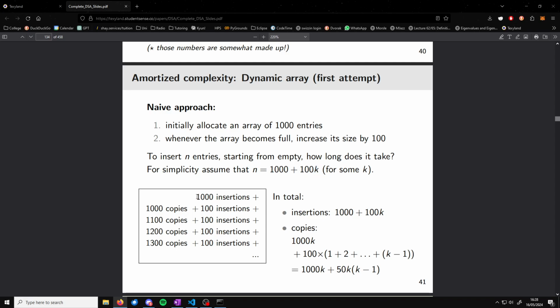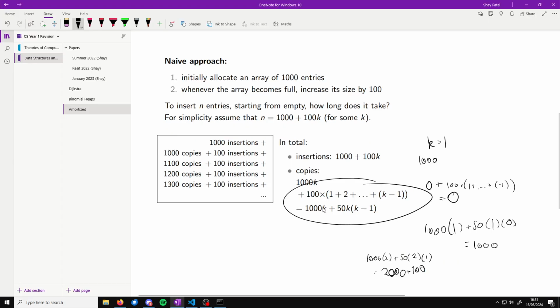If k is 0, we're inserting 1,000 things. If k is any integer greater than 0, it's going to be 1,000 plus 100 times that integer. So in total, the number of insertions is 1,000 plus 100k, because we're going to insert every element. And the total number of copies is 1,000k plus 100 times 1 plus 2 plus and so on up to k minus 1.